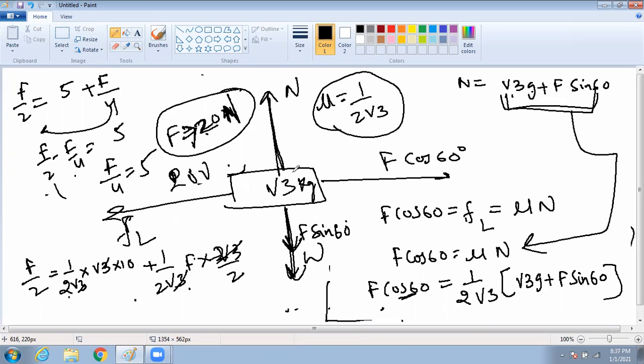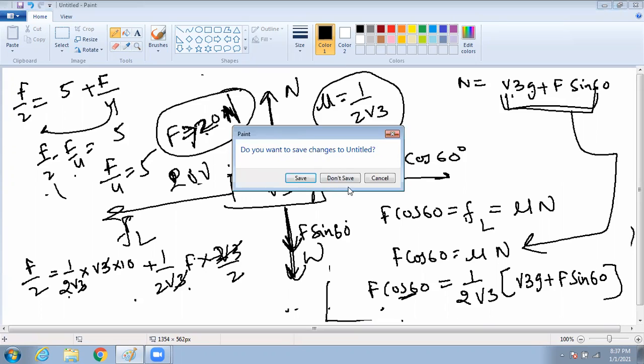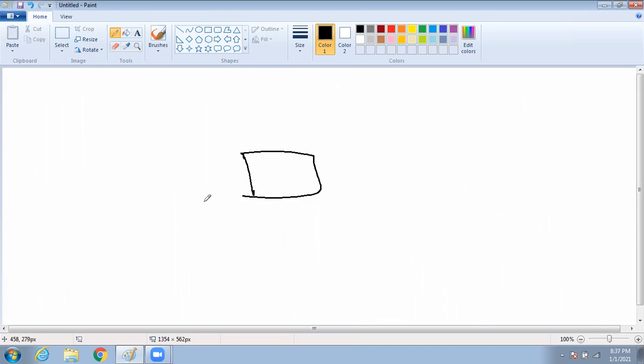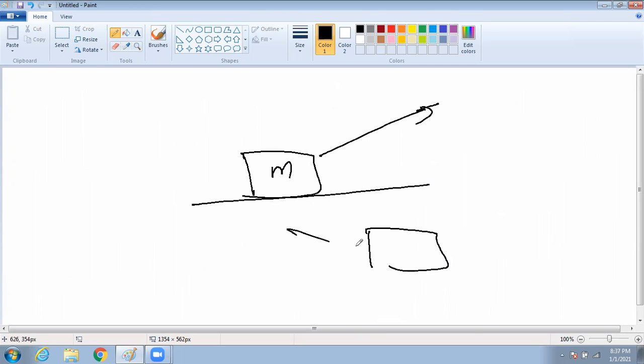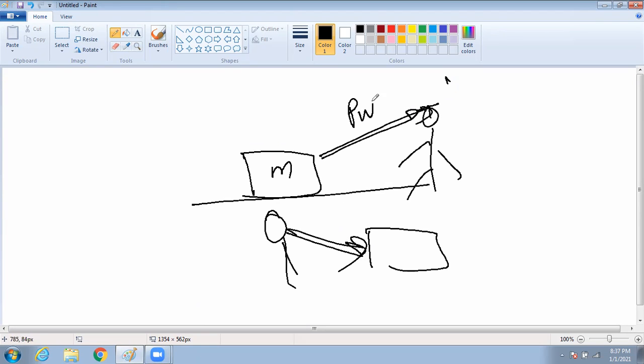So now we will go to one more concept. Now you tell me, guys, all of you, I'm asking you, there is a body, some weight. Is it easy to push or easy to pull? Obviously, you will stand here like this, and you will try to push like this. So is it easy to push or easy to pull? Which is easier?